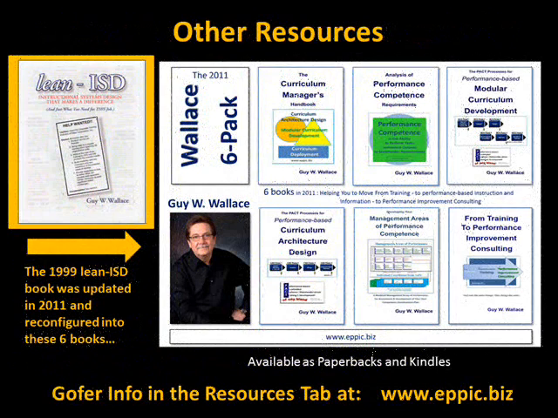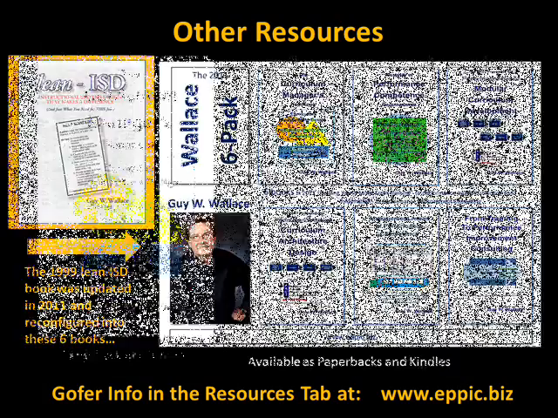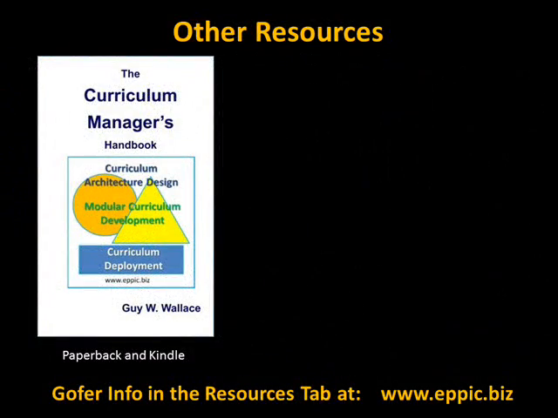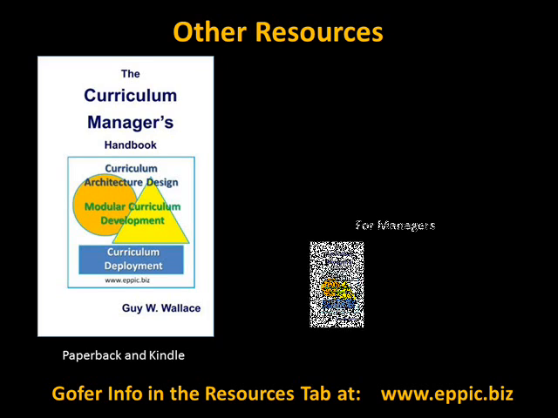There are other resources, including the 6-pack books that were updated in 2011 from the Lean-ISD book, which was published in 1999 after several years of intense effort of writing that. These new books are available as both paperbacks and as Kindles. The Curriculum Manager's Handbook, the original title for what became Lean-ISD, is available again as a paperback and a Kindle book. It is for managers in particular.